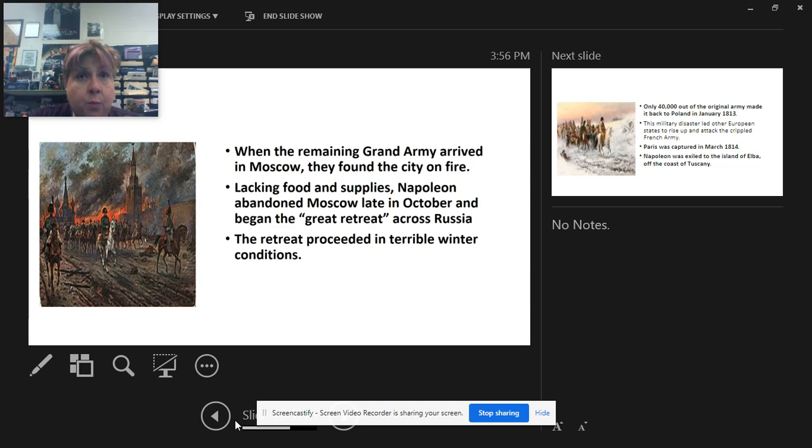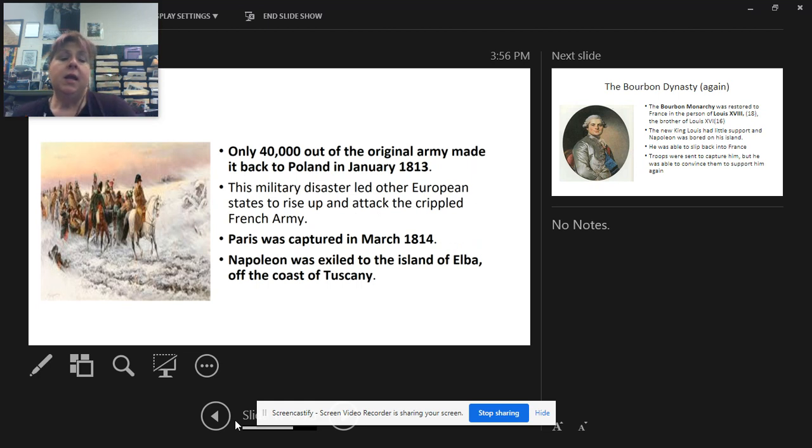And this is what I'm talking about. They were planning to be gone before now. So they don't have shoes for this. They don't have clothes for this. And they certainly now don't have food for it. As they're moving, a lot of men will just leave the army. Some of them die, but some of them just leave. We don't really know if they get out alive or not. But only 40,000 of the original 600,000 make it back into Poland, and then France, by January 1813.